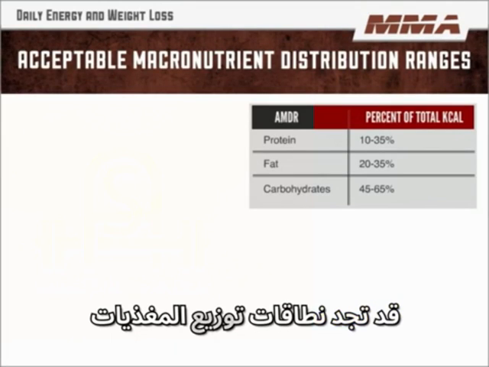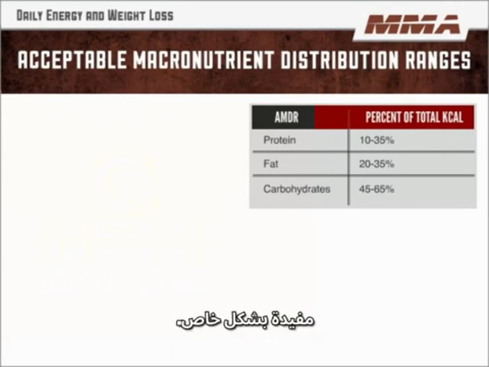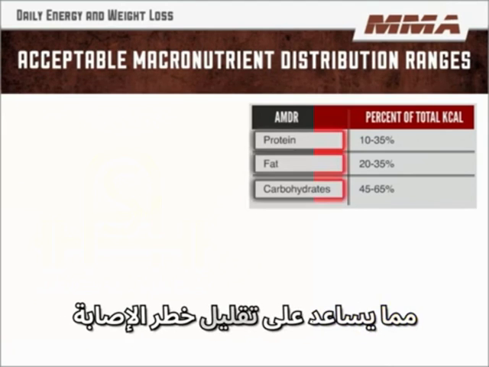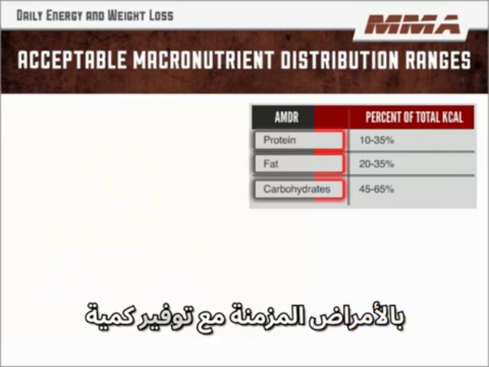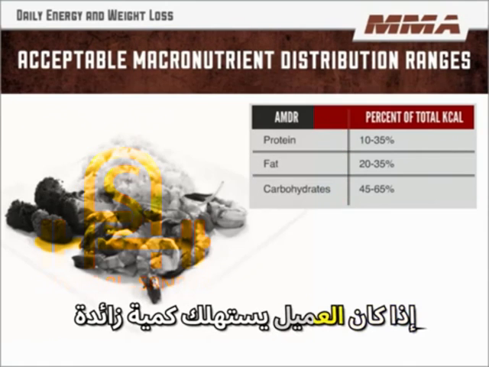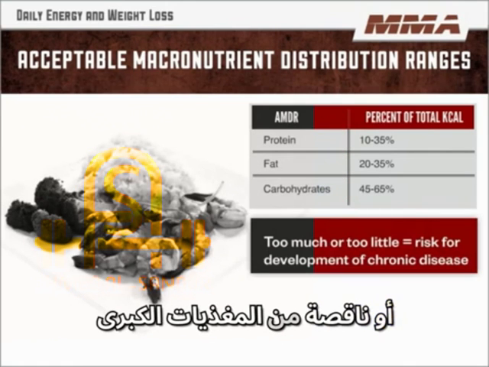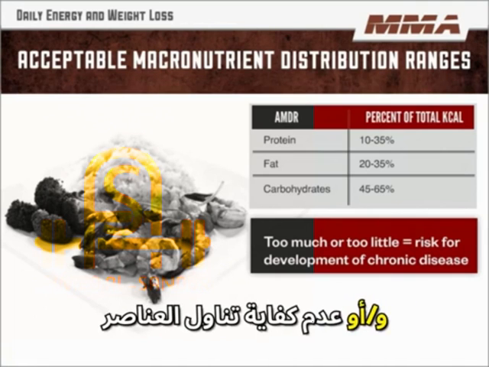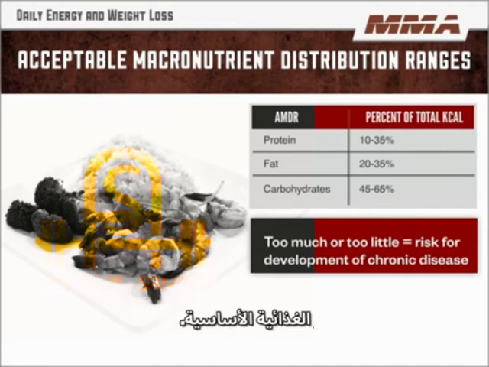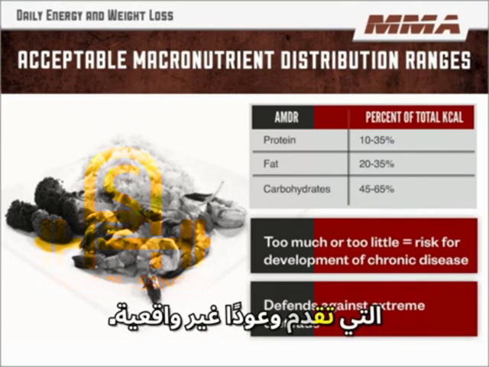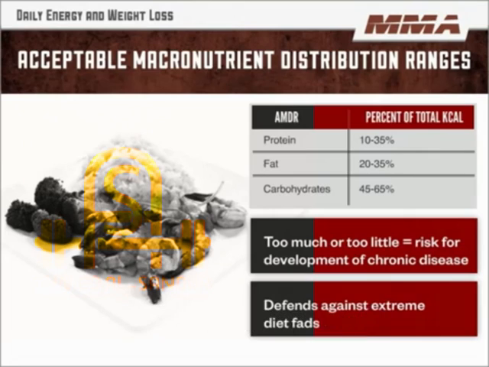You may find the acceptable macronutrient distribution ranges, or AMDR, particularly useful. The AMDRs show the range of intake for protein, fat, and carbohydrates, which helps reduce the risk of chronic disease while also providing adequate intake of essential nutrients. If a client consumes an excess or shortage of macronutrients, as the AMDR recommends, there's a risk in the increase of chronic diseases and/or insufficient intakes of essential nutrients. The range can also defend against some of the extreme fad diets that make unrealistic promises.